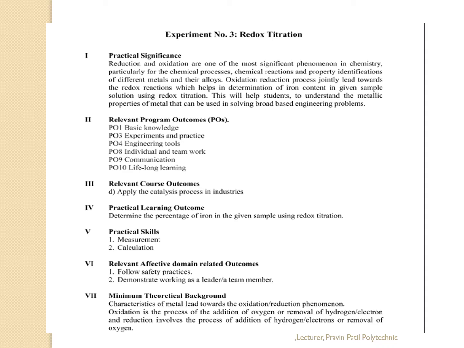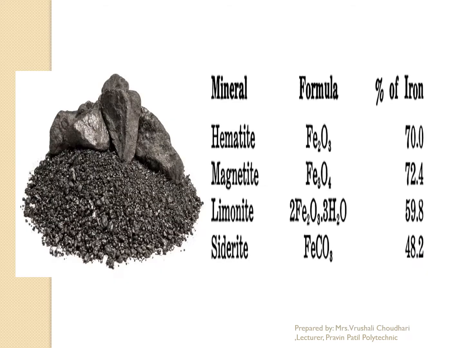In today's experiment, we are going to determine how much iron, Fe2+, is present in a given ore. What is an ore? It is a source of metal. So in the source of metal, we are going to determine how much iron is present. Accordingly, we are going to do an extraction. This is the redox titration, and we will determine it by using KMnO4.